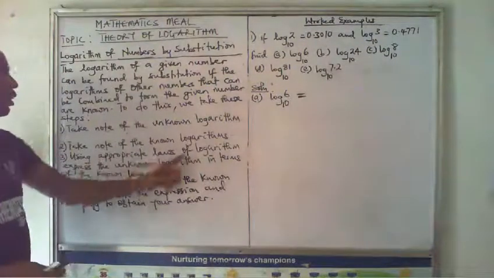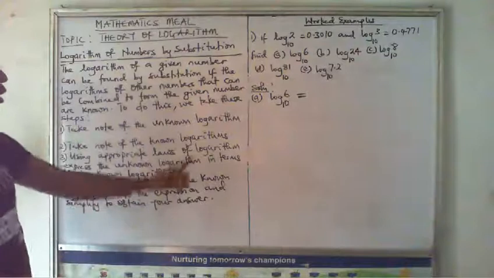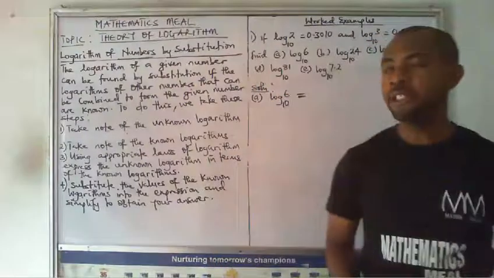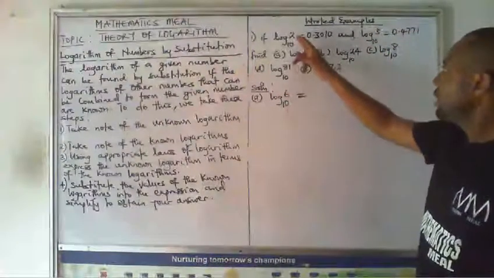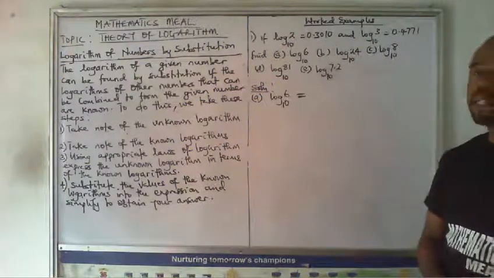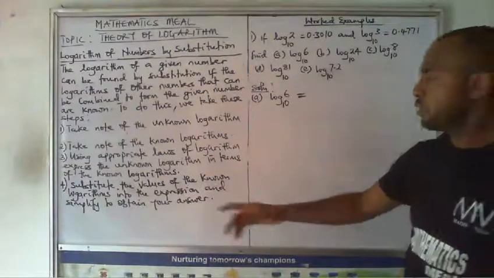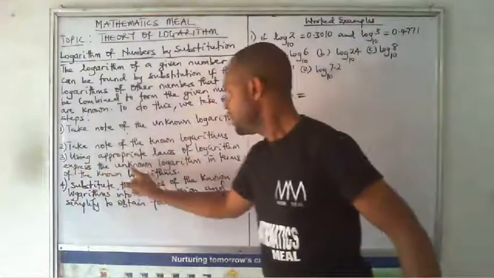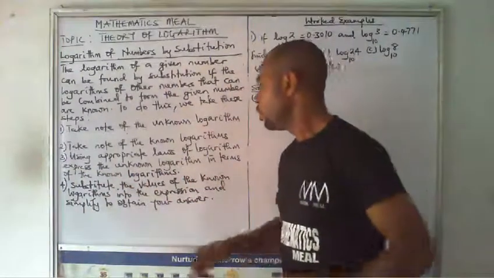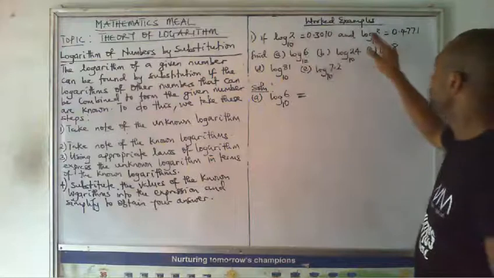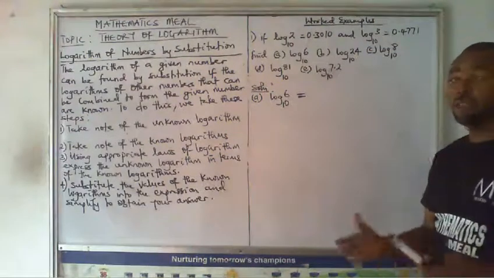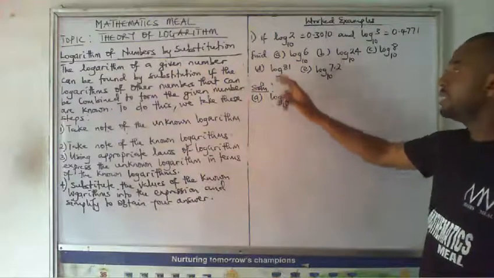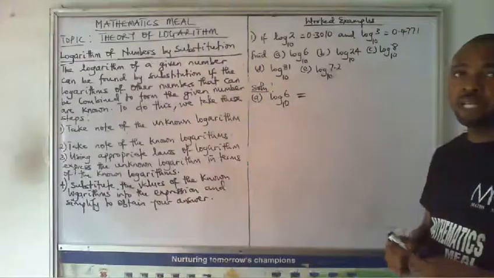So they say using appropriate laws of logarithm, express the unknown logarithm in terms of the known logarithms. Now, there are so many laws of logarithm. Is it possible to split 6 in terms of 2 and 3? Yes, it is. Why am I splitting 6 in terms of 2 and 3? Because they say express the unknown logarithm in terms of the known logarithms, and the known logarithms are the logarithm of 2 and the logarithm of 3. So if I want to handle this, I must express 6 in terms of 2 and 3. And how do I do that?